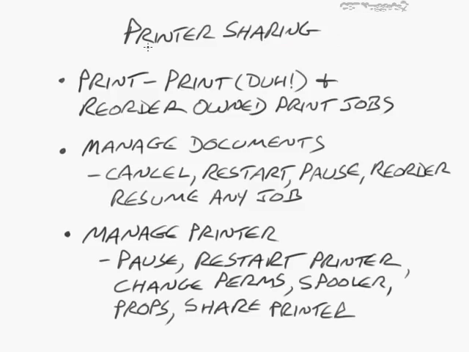Let's start off here talking about printer sharing as we continue our discussion of accessing resources. One of the first things you want to understand is the three basic levels of permissions on a shared printer. One of the first levels of permission is just the print permission. This means that you can print, obviously. This means that you can also reorder any of the print jobs that you own, although unfortunately you can't reorder your print jobs ahead of somebody else's print jobs in the queue.